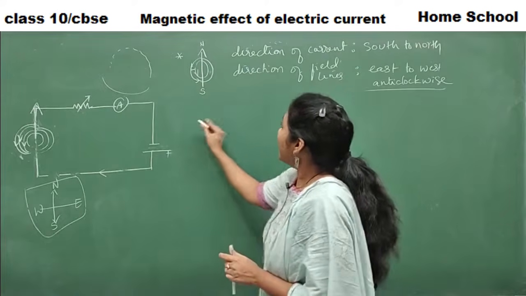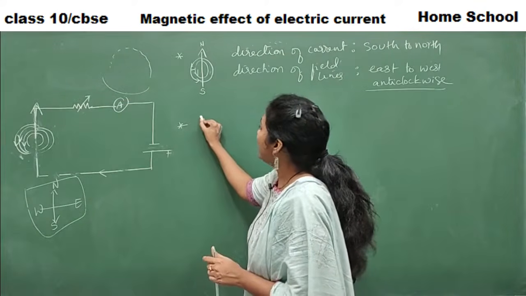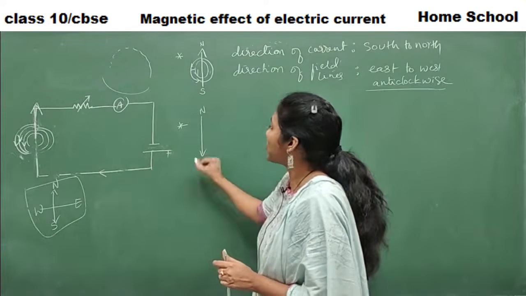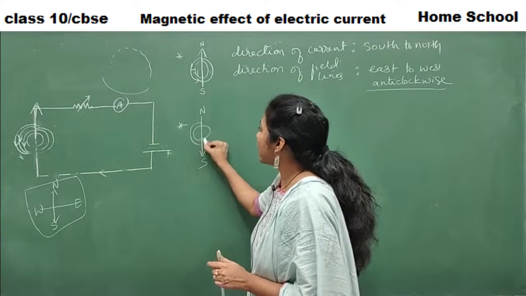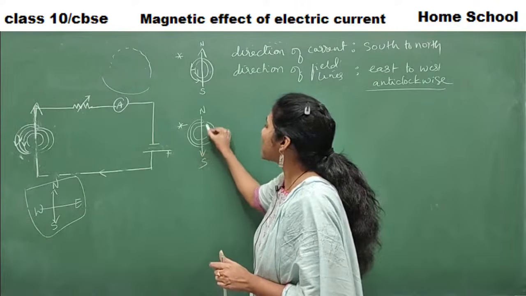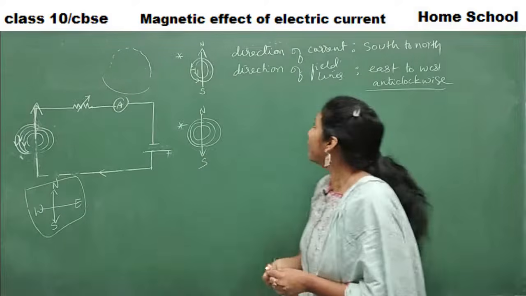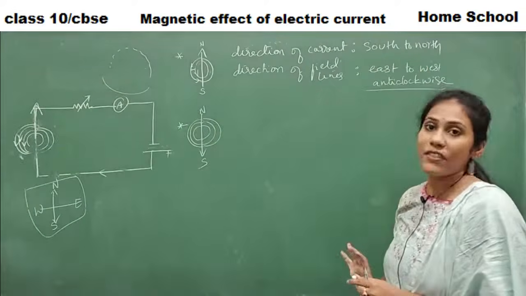Coming to the next situation. Imagine current is flowing from north to south, the opposite direction. Field lines would appear in concentric circles, but in what direction will they move? This is just the opposite. West to east they will move now.